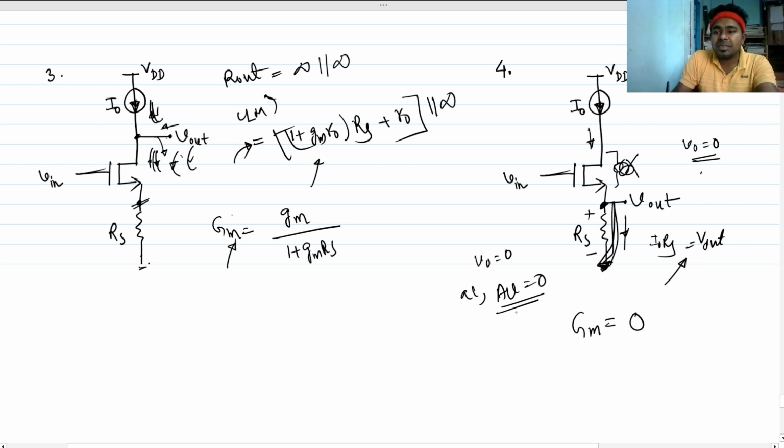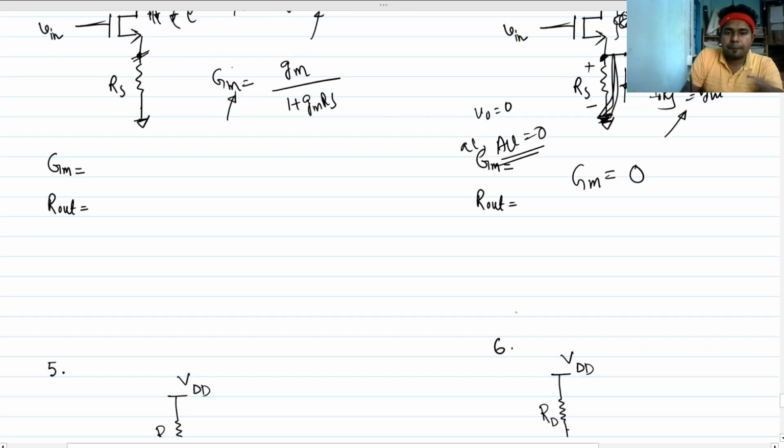As if this is open circuit, so this will look like this, right? I am drawing here. So this will look like this, right? And we are measuring the overall GM.